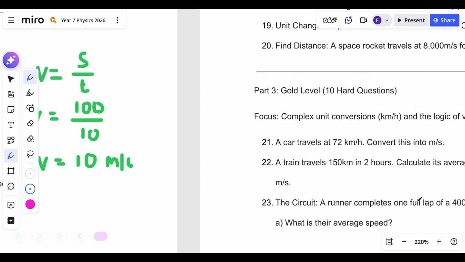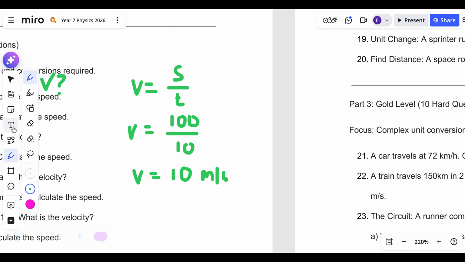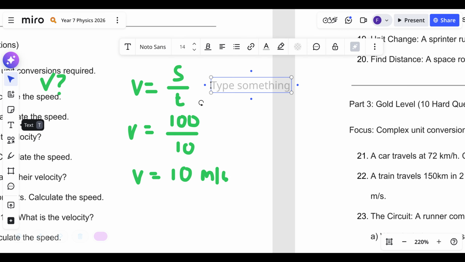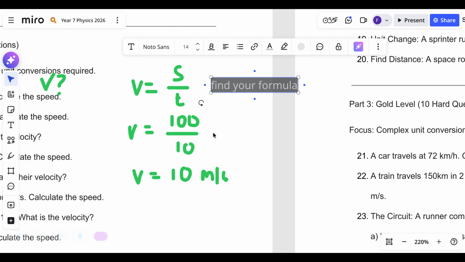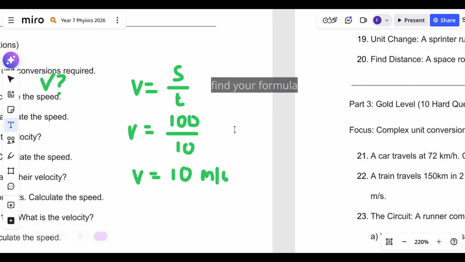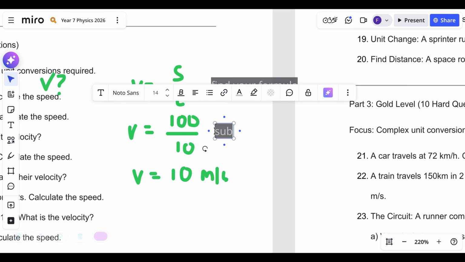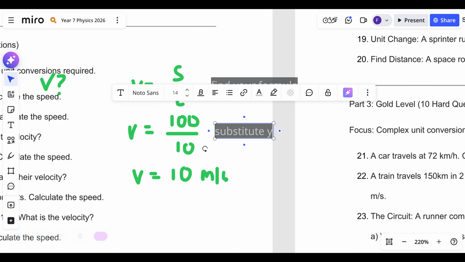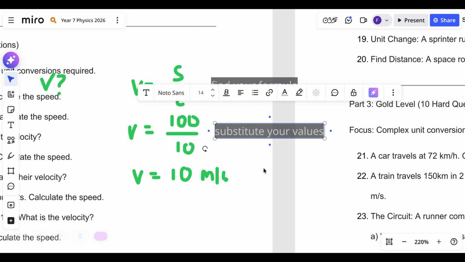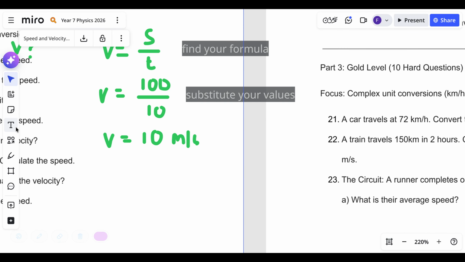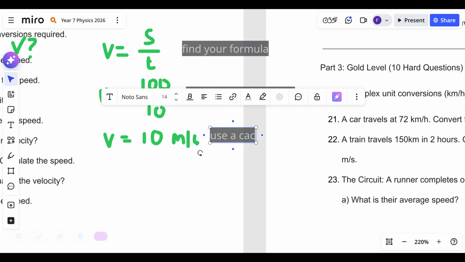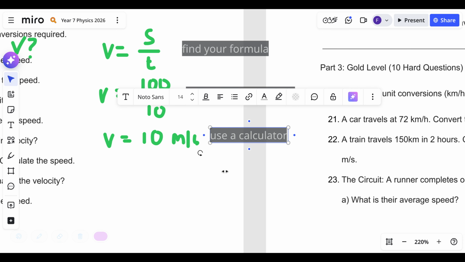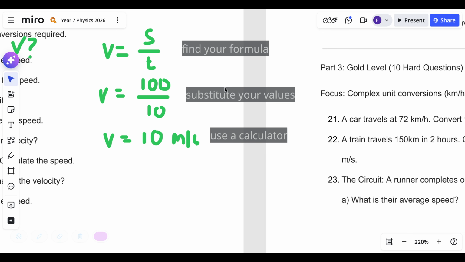All right, so just to be clear, find your formula. Substitute your values. Last part, use a calculator. These are 3 steps. You miss one out, you'll never get this.